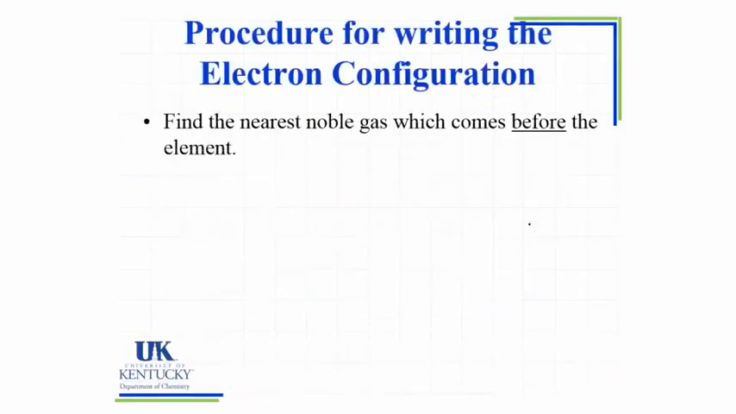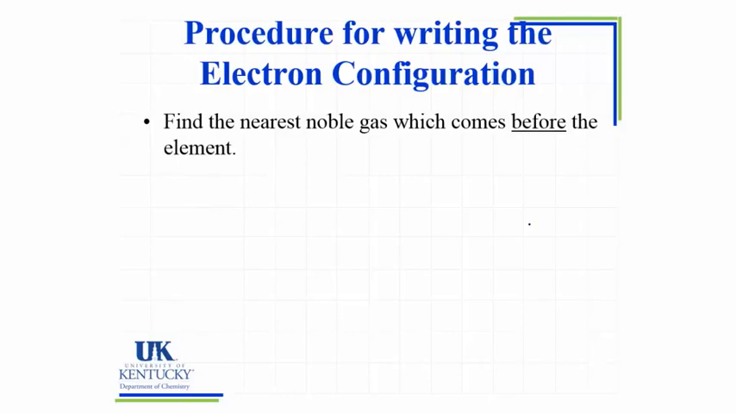So what we're going to do is what's called a shorthand electron configuration. Because if you have to start off doing an element with a lot of electrons, and you have to draw the electron configuration of every electron, it gets kind of tedious and the line gets kind of long. So there is this shorthand procedure that we can follow.